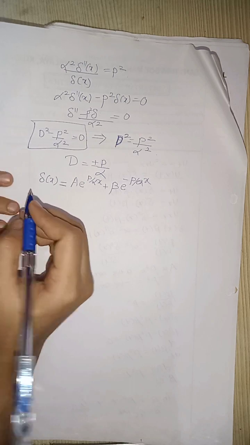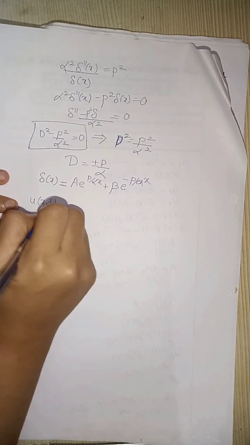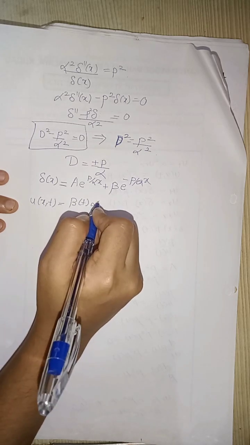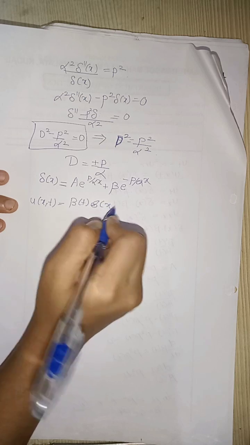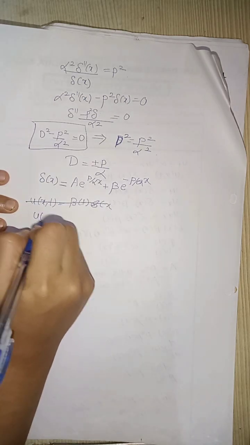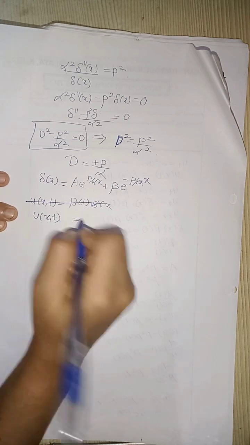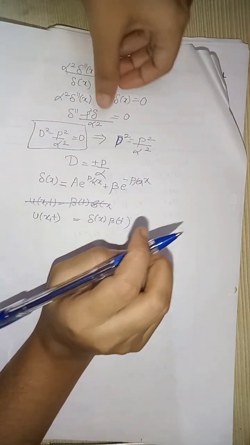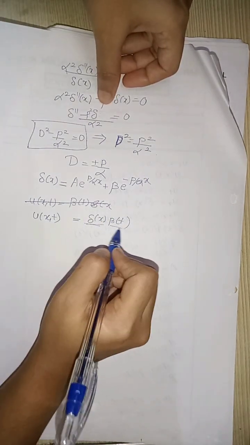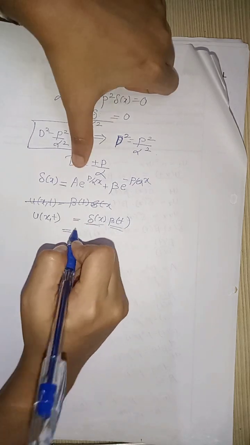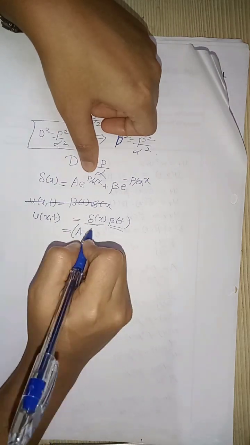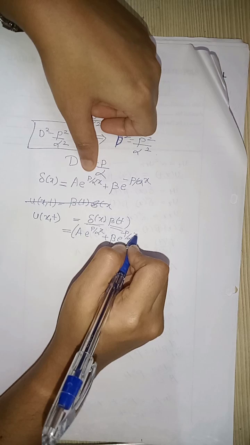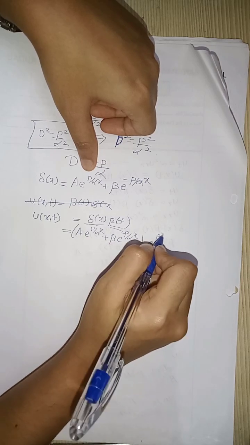So now u of x comma t, which was our initial equation, which was in terms of beta t and some delta x t. So u of x comma t was an equation in terms of delta x and beta t. So we have already calculated the value of delta x and beta t. So substituting its value, delta x is nothing but A into e raised to p by alpha x plus beta into e raised to minus p upon alpha x into e raised to p square t.